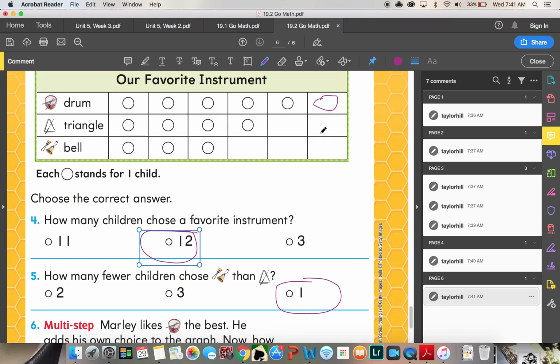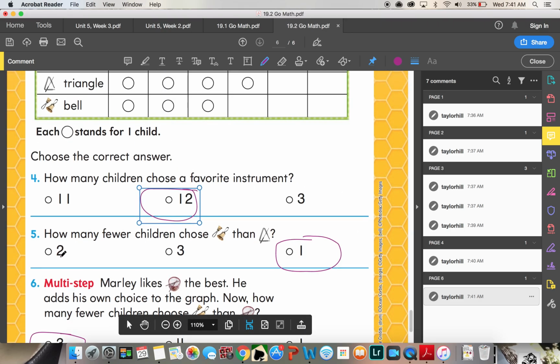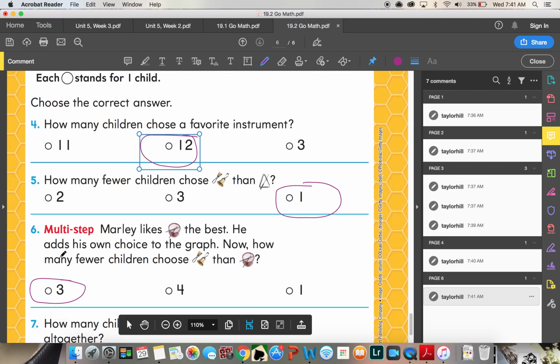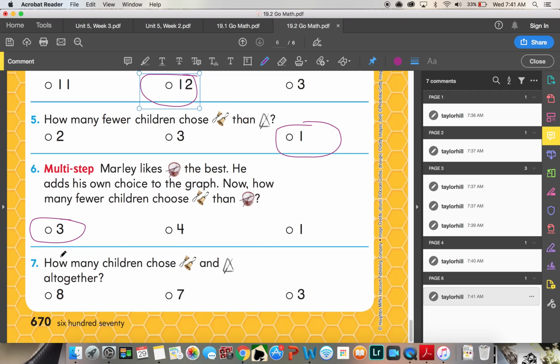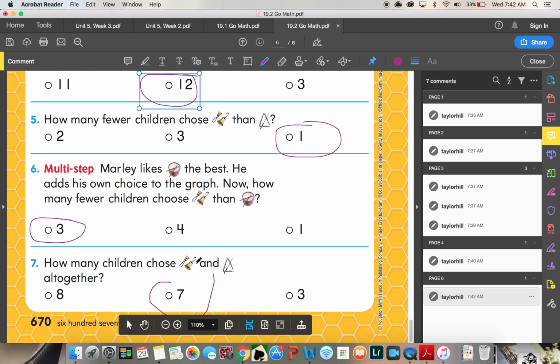Now how many people chose bells over drums? 3. Because now we're at 6 minus 3 is 3. How many children chose bells and triangles altogether? So then count bells and triangles. 1, 2, 3, 4, 5, 6, 7. Very nice.